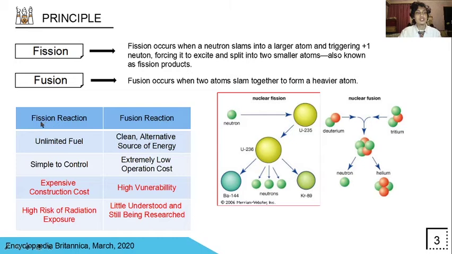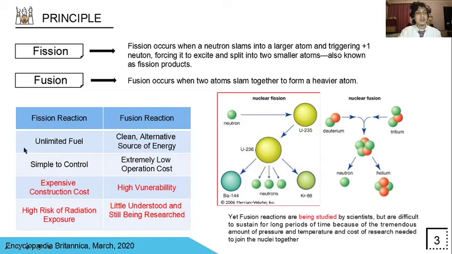Starting with fission reactions, any words marked with black ink represent the merits, and any text marked with red ink represents the demerits. The fission reaction provides unlimited fuel and is simple to control. However, it has expensive construction costs and a high risk of radiation exposure. On the other side, the nuclear fusion reaction is a clean alternative source of energy, and it has extremely low operation costs. But it has high vulnerability, is little understood, and is still being researched.